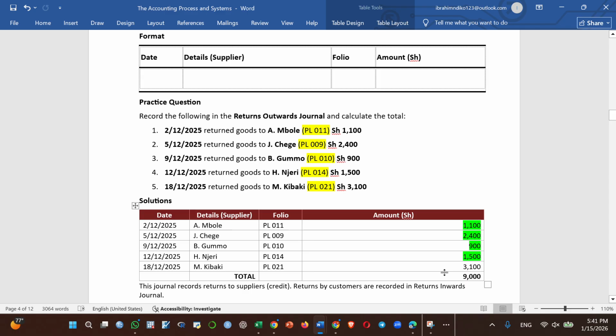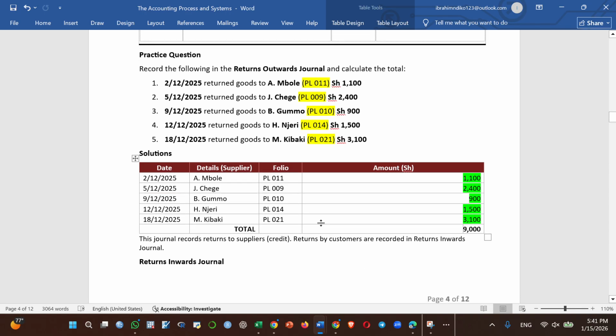That is the format. Then the last one is for Mwai Kibaki, 3,100. Then you confirm the total. So let's confirm the total. 1,100 plus 2,400 plus 900 plus 1,500 plus that 3,100. 9,000. So that is the total amount that was returned.